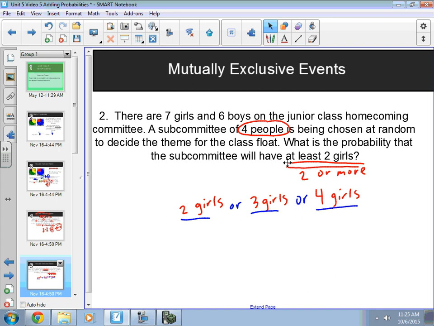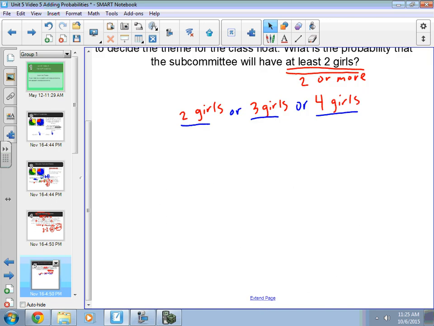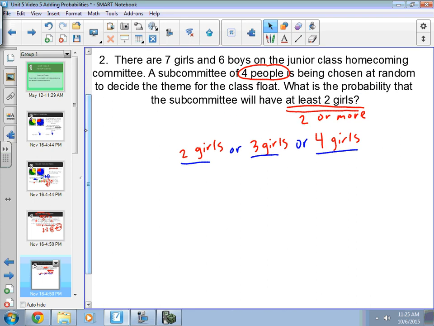Well, we could find that using some combinations here, because we don't care about the order we're selecting. We just want to know how many ways of selecting those 2 girls, or the 3 girls, or the 4 girls. But we'd also have to combine in the different ways of selecting the rest of the committee.